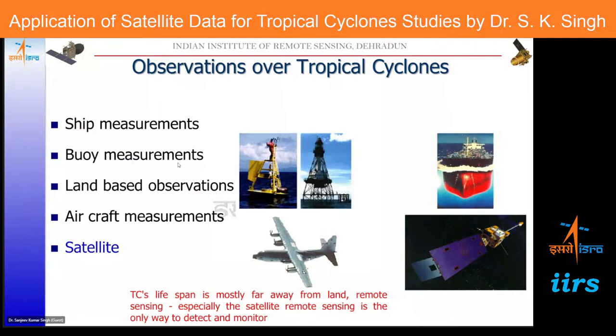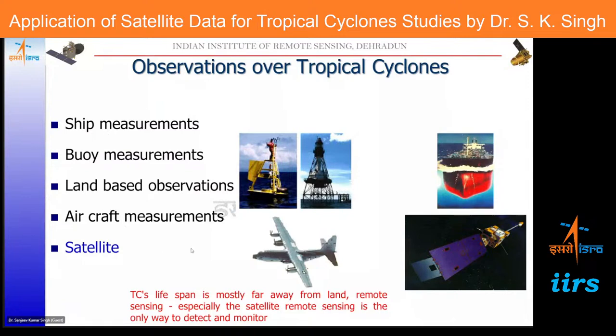Another instrument is the buoy measurement. A buoy is an instrument which is installed in the ocean. It measures the wind, sea surface temperature, and other parameters of the ocean. Another is the land-based observation. In the coastal area, there are radar and AWS stations also, which can measure the wind and other parameters. Aircraft also play a major role during the tropical cyclone period.